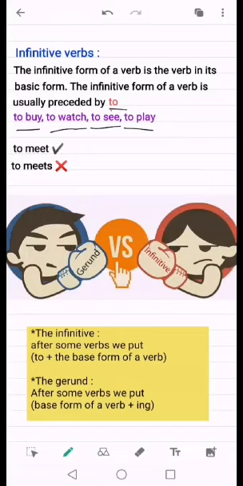As you see here, we have to meet, okay? It's called infinitive because we have to and the base form which is meet. So it's called infinitive. But here to meets is wrong. Why it's wrong? Because meets after to is not the base form of the verb. Here we have s with the verb meet, so it's not correct, okay?